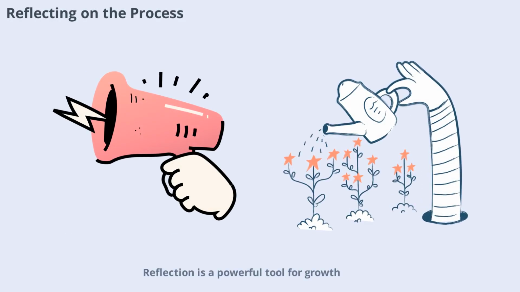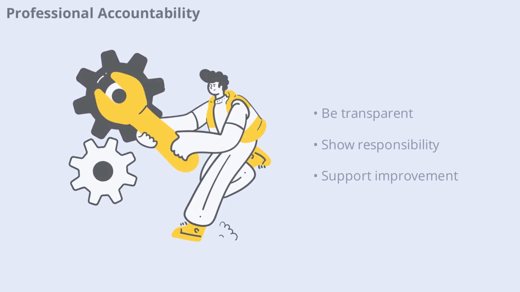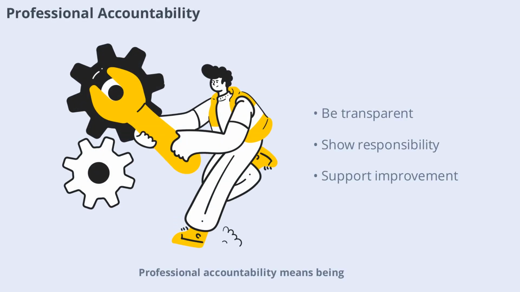Reflection is a powerful tool for growth. Revisit your initial thoughts and compare them with your final decision. What changed? What stayed the same? This reflection helps you recognize your learning and areas for further improvement. Professional accountability means being transparent about your instructional choices. By documenting your decisions and the evidence behind them, you demonstrate responsibility to your students, colleagues, and community. This habit also supports continuous improvement.